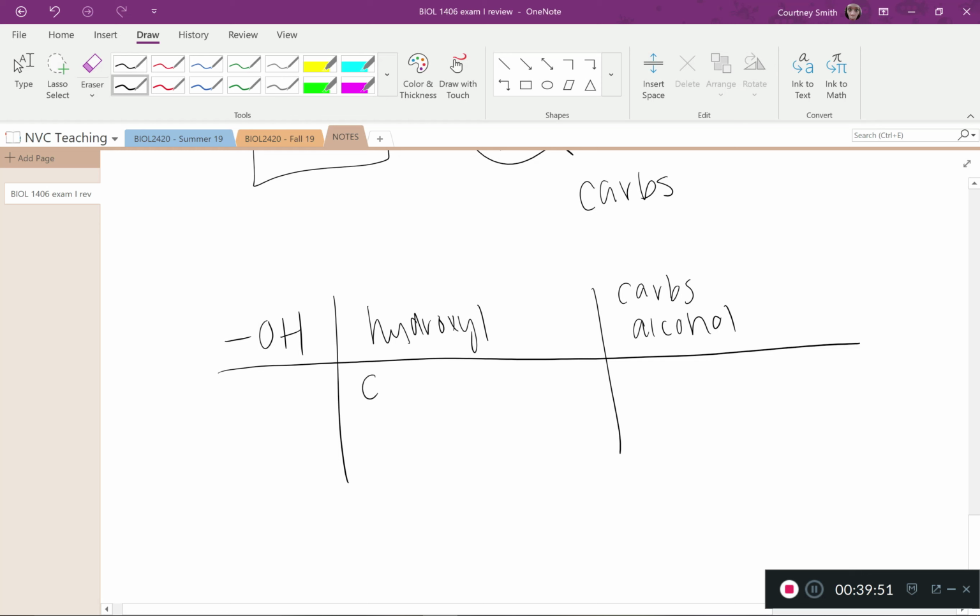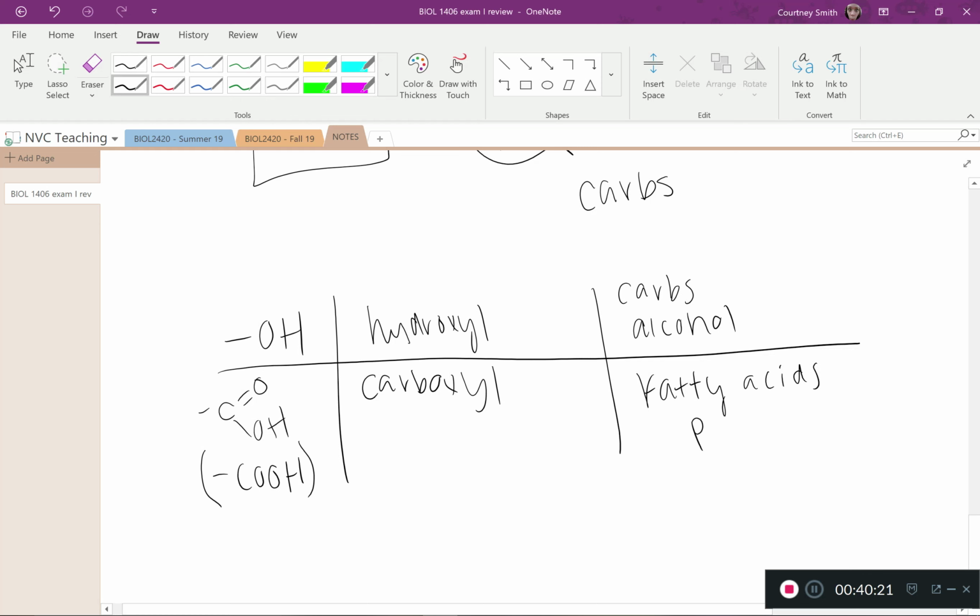Next group is a carboxyl. This is a carboxyl, and this is a carbon double bonded oxygen to an OH. You may also see him written as this. That is the condensed way of writing it. You can find him in two main places. You can find him in fatty acids and proteins.